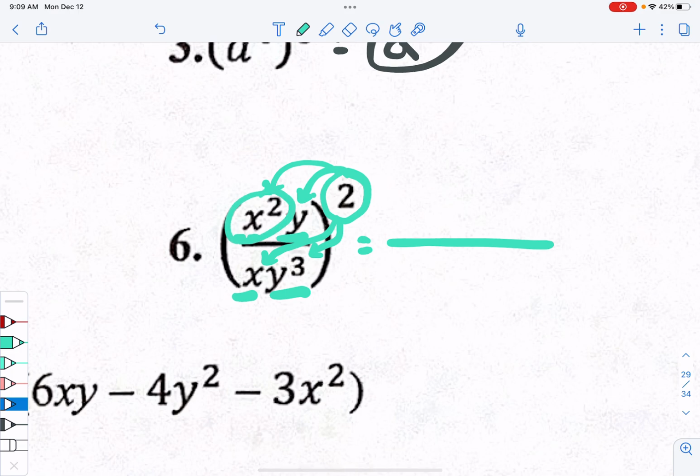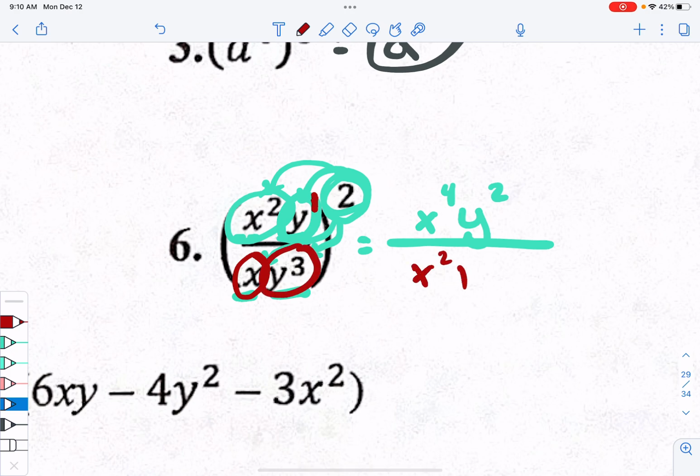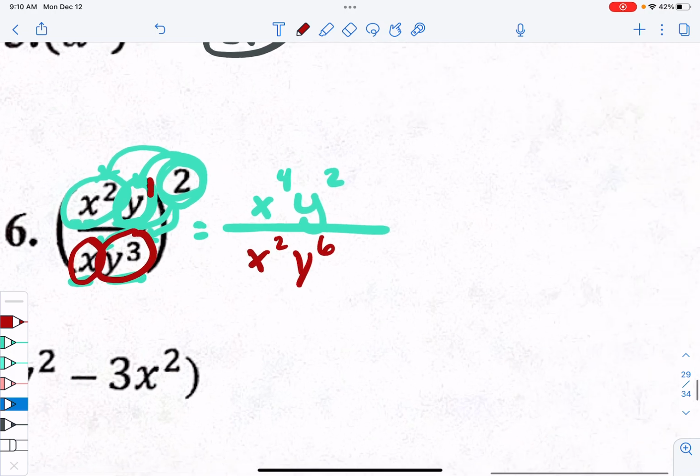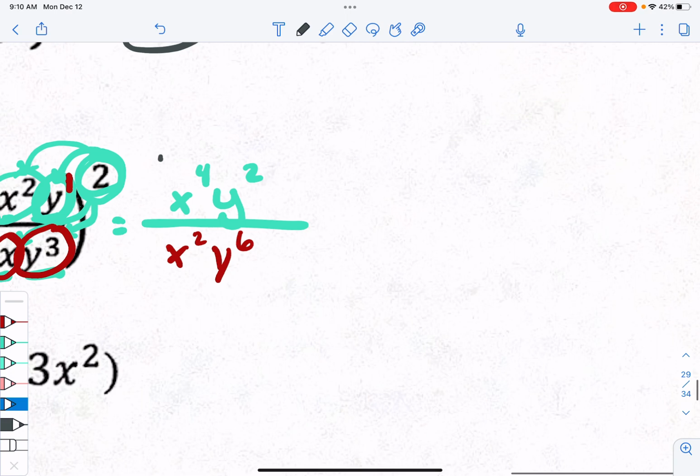X squared squared. I multiply those together, so that becomes x to the 4th power. This y is going to become y squared, okay? Because his original exponent was 1, so if I take 2 times 1, that now makes that y squared, okay? This x will become x squared on the bottom, and y to the 3rd will become y to the 6th, because we're multiplying.